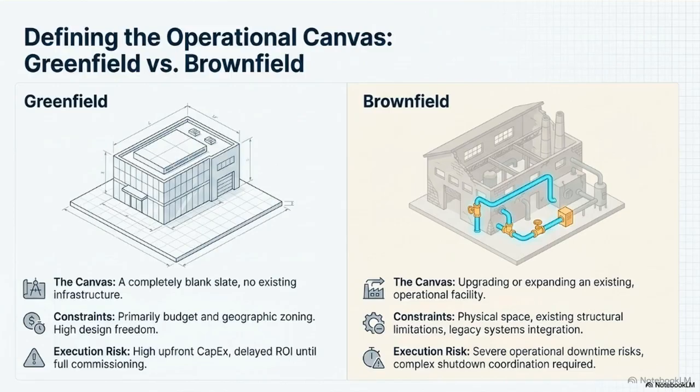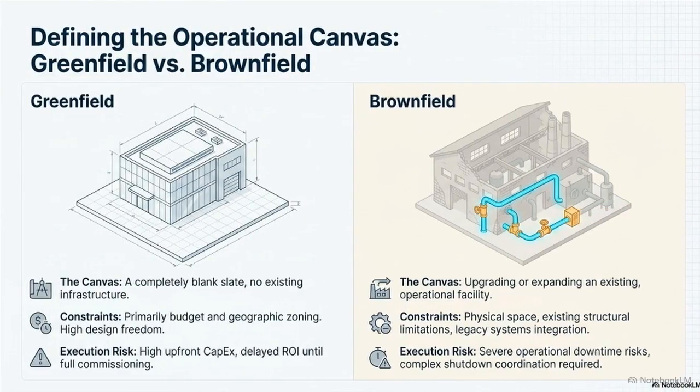Many projects happen in a brownfield site. On the right, you upgrade an existing factory, weaving new pipes through cramped spaces. On the left, a greenfield project. You start with a blank slate, with freedom to design, but you must plan the infrastructure from scratch.